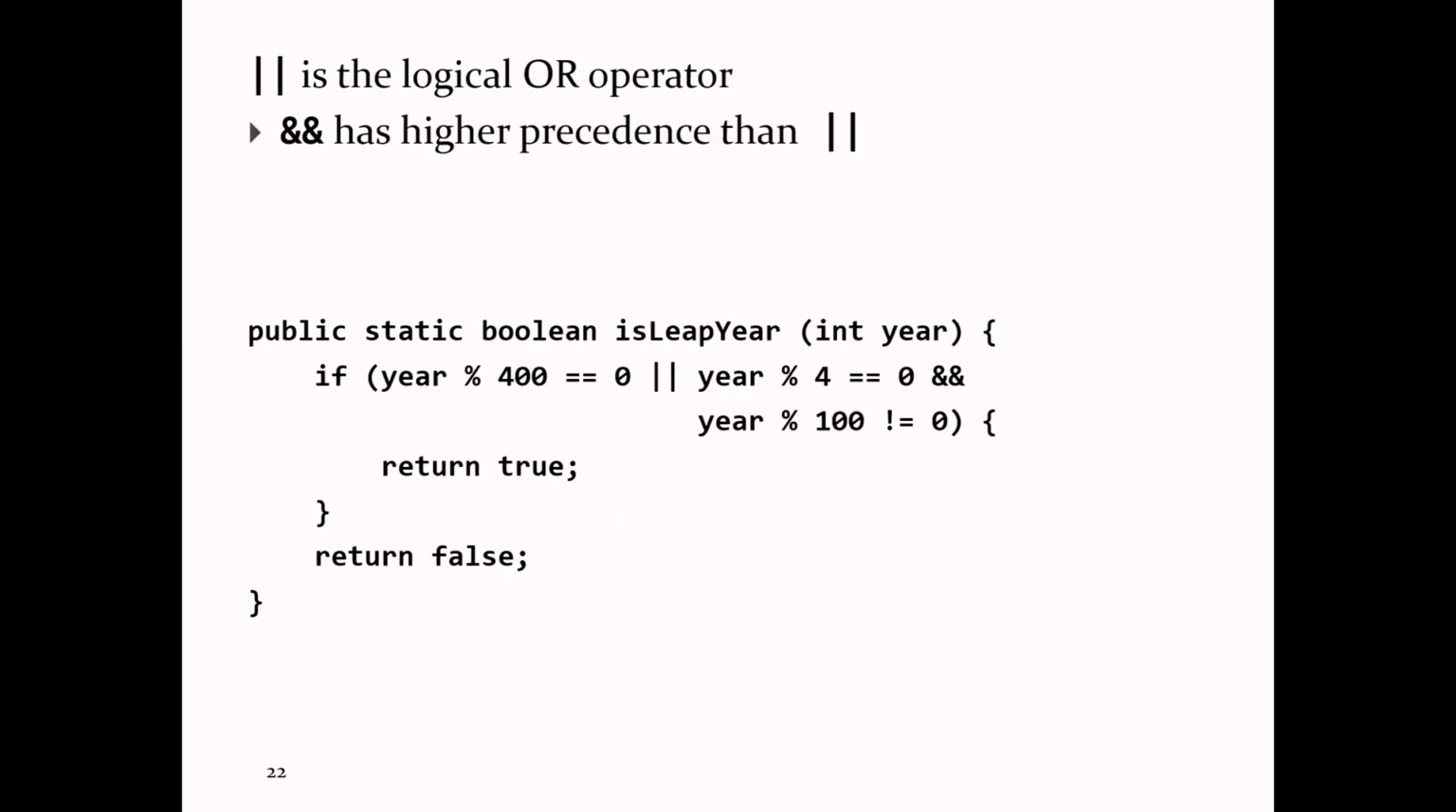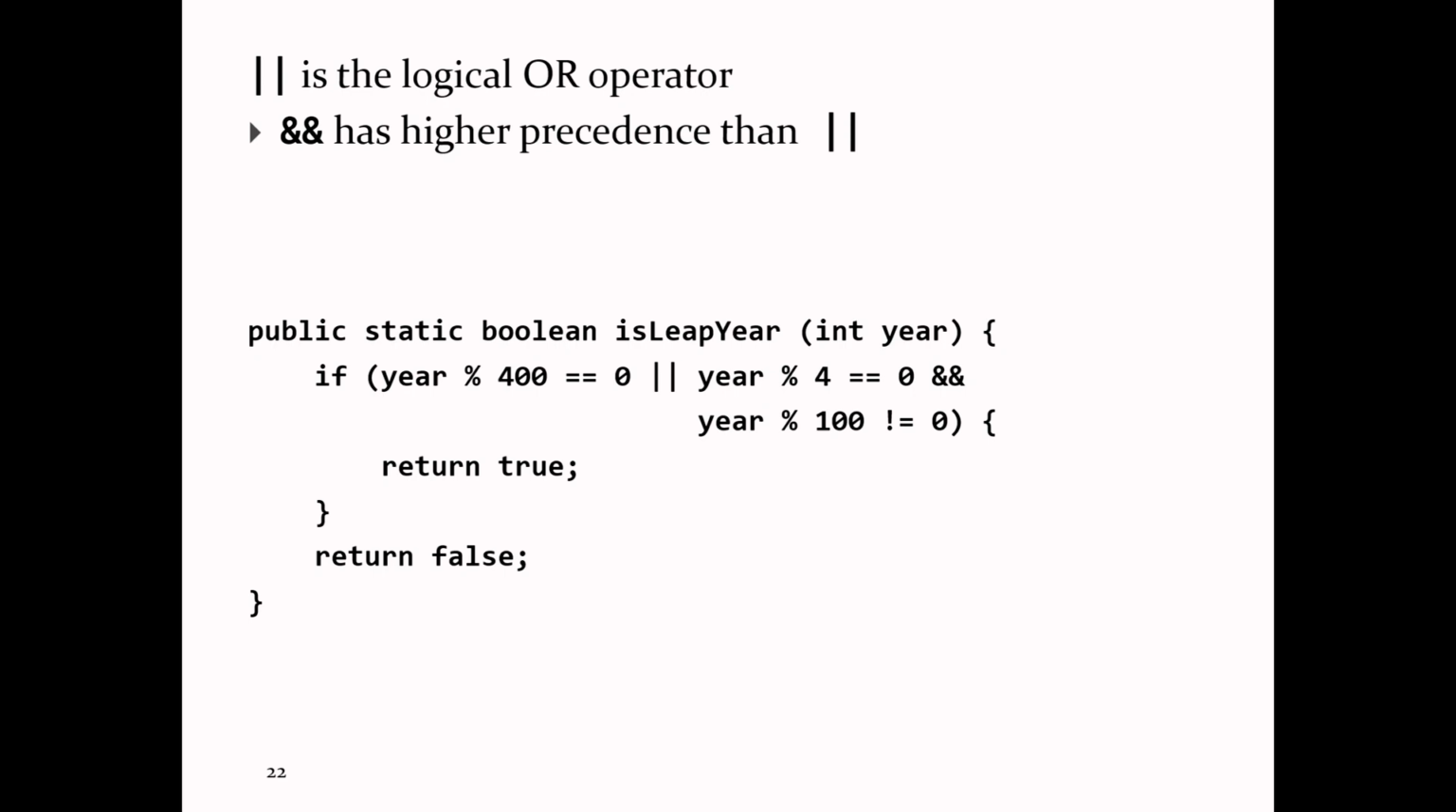Or is double vertical bar. And if you remember this, and has higher precedence than or. So if you write a somewhat complicated logical statement, you may have to use parentheses, or you have to check that your precedence is in fact correct. So a year is a leap year if it's divisible by 400. It's not if it's divisible by 4. So if it's divisible by 400, it's a leap year.